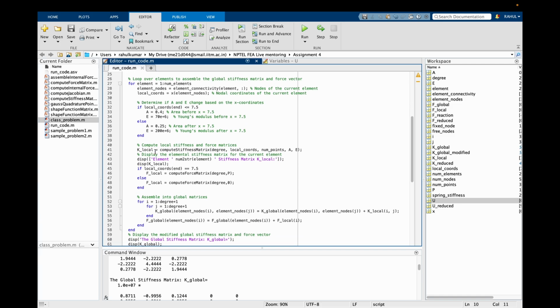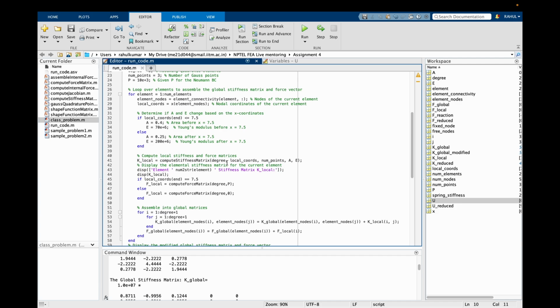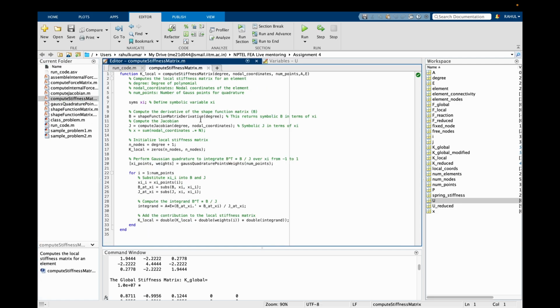Then it will calculate the stiffness matrix. It will take as arguments the degree, local coordinate, number of points, and this A and E will go inside the stiffness matrix function. So this is the stiffness matrix function. You can see that it is taking degree, nodal coordinates, number of points, A, E. Then it will also calculate the shape function matrix and the Jacobian. Then using the Gauss quadrature it will find the Gauss points.